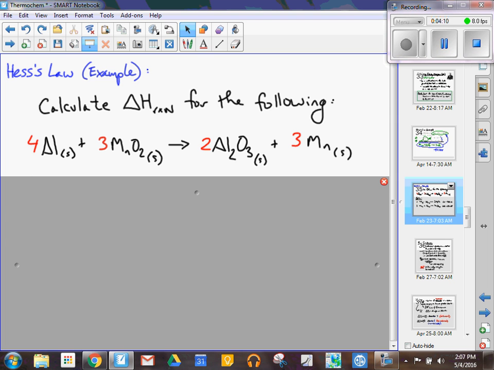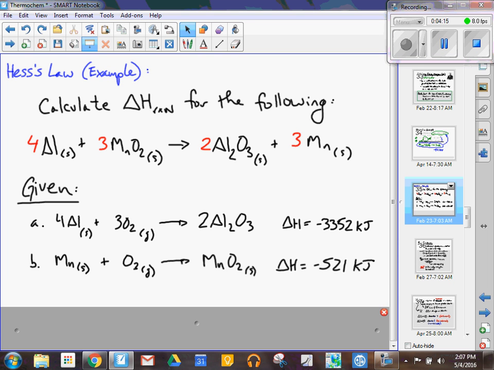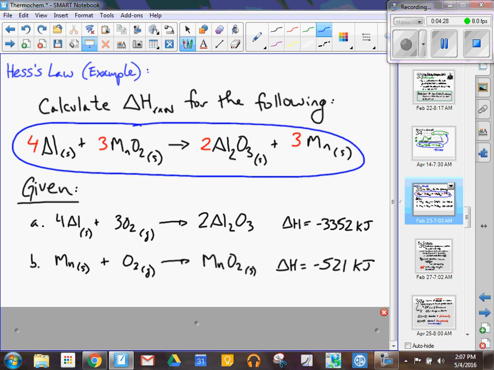In any event, we're given a couple of delta reactions of formation. Notice aluminum forming aluminum oxide, manganese forming manganese 4 oxide. And once again, I have a master equation that I want to always refer to while I'm doing the manipulation of the given equations. So I notice that in my master equation, aluminum is on the left and aluminum oxide is on the right. And notice that this first equation, the first given one, has the same thing. Aluminum's on the left as a reactant, aluminum oxide's on the right as a product.